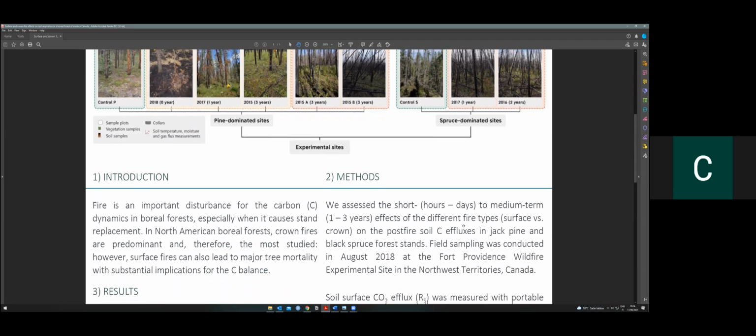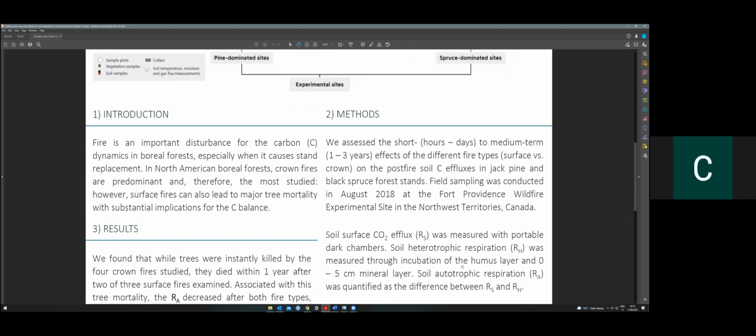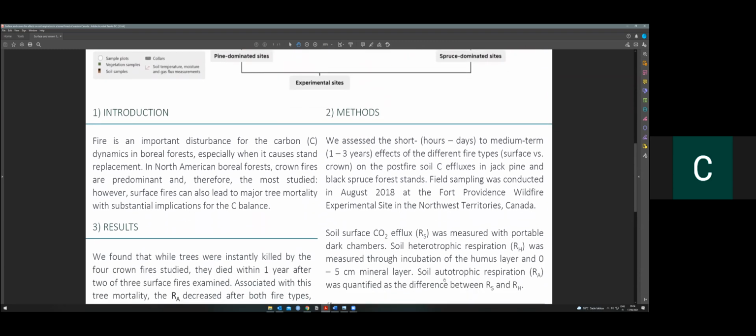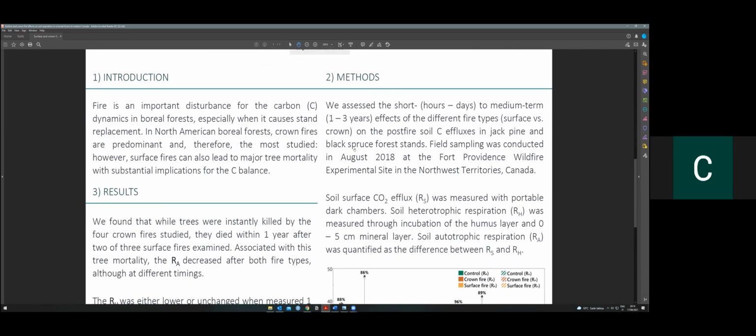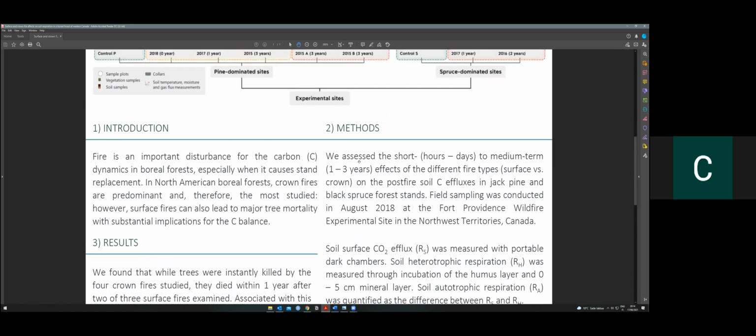And our autotrophic respiration was basically the difference between the chamber soil surface CO2 flux and the heterotrophic respiration from the incubation samples. Now moving to results, I'll go back here, hope it's still working.